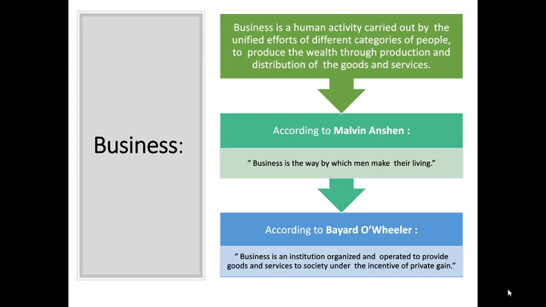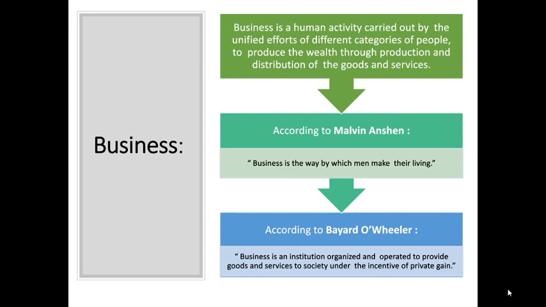So in one way, this is an institution which is organized and operating to provide goods and services to the society. But is this only a service? No. The main motive of a business is to promote wealth and to get a private gain, that is your profit. Okay, so that is all about business. So let me explain what an environment is.